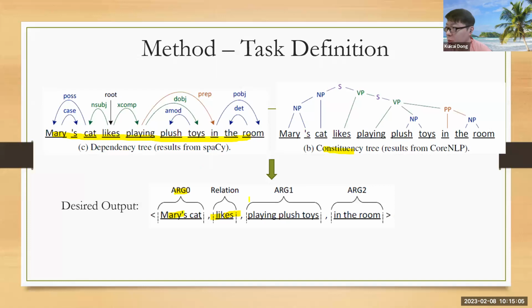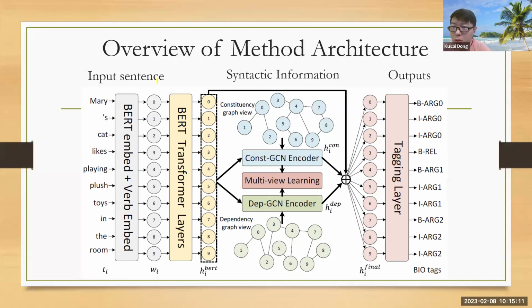Okay, so let me go to the methodology. Our method consists of three parts. First is the input sentence, how we process the input sentence. The next part is how we fuse the syntactic information into the sentence to give a better representation of the sentence. Finally, the output part is in charge of generating our designed tuple. This is the overview of our method, and I will go through each step in the later parts.